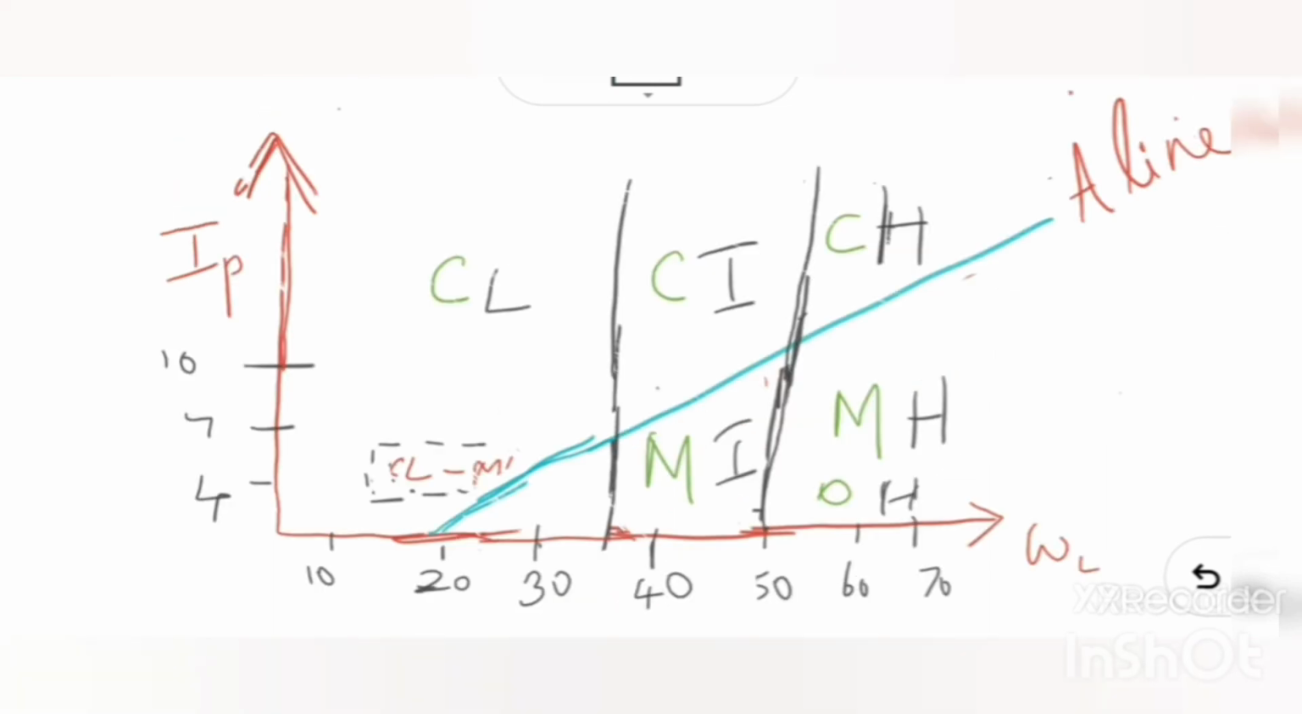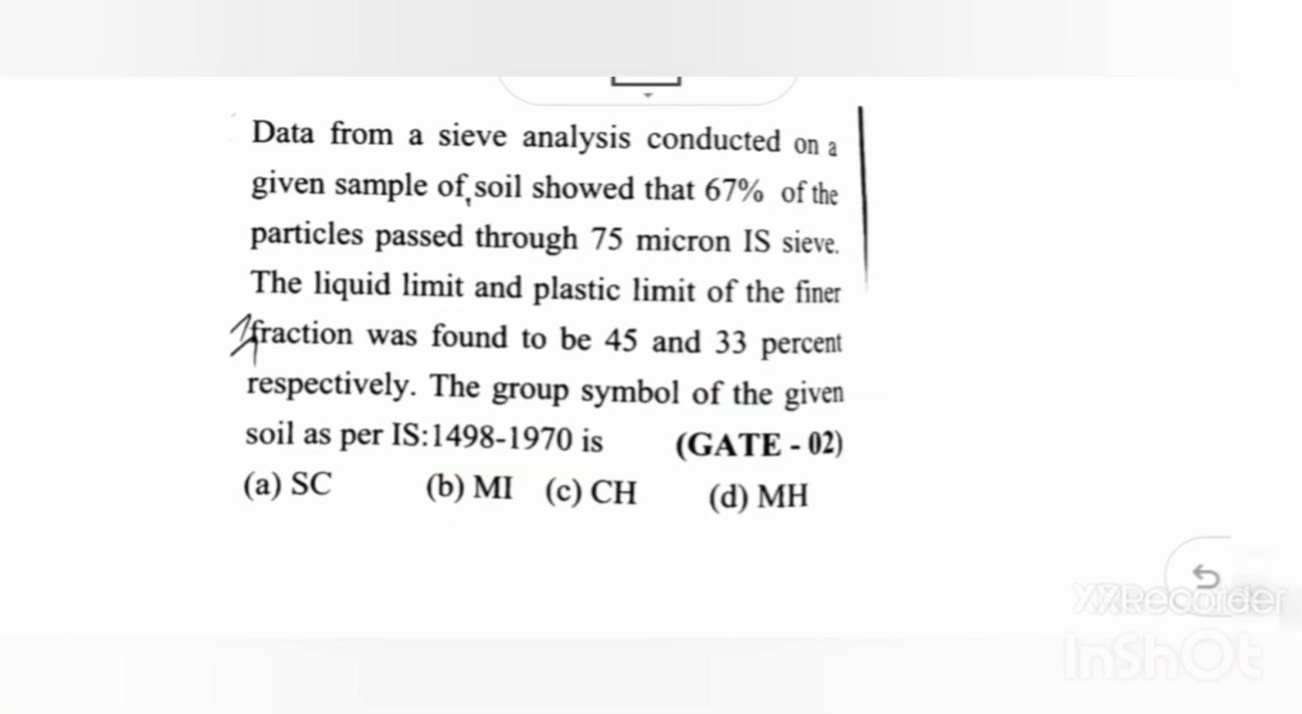So let's locate our soil in the plasticity chart. So our A line has a value of 18.25 and our soil has 12. So which is below that? So 18.25 is here. So 12 can be obviously down the range. So our symbol is MI, silt intermediate compressible. Option B is correct.